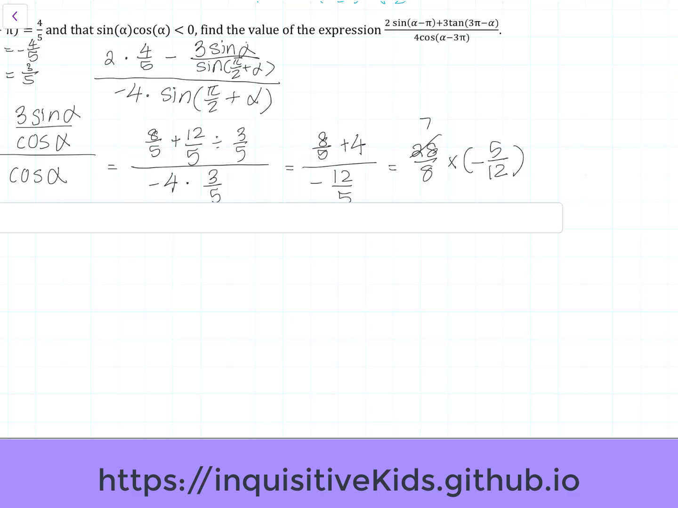Now here we can cross simplify, and we are left with 28 over 5. And we are multiplying that with the reciprocal of 12/5, which is 5/12. If we cancel this out, we have negative 7/3 as our final answer.